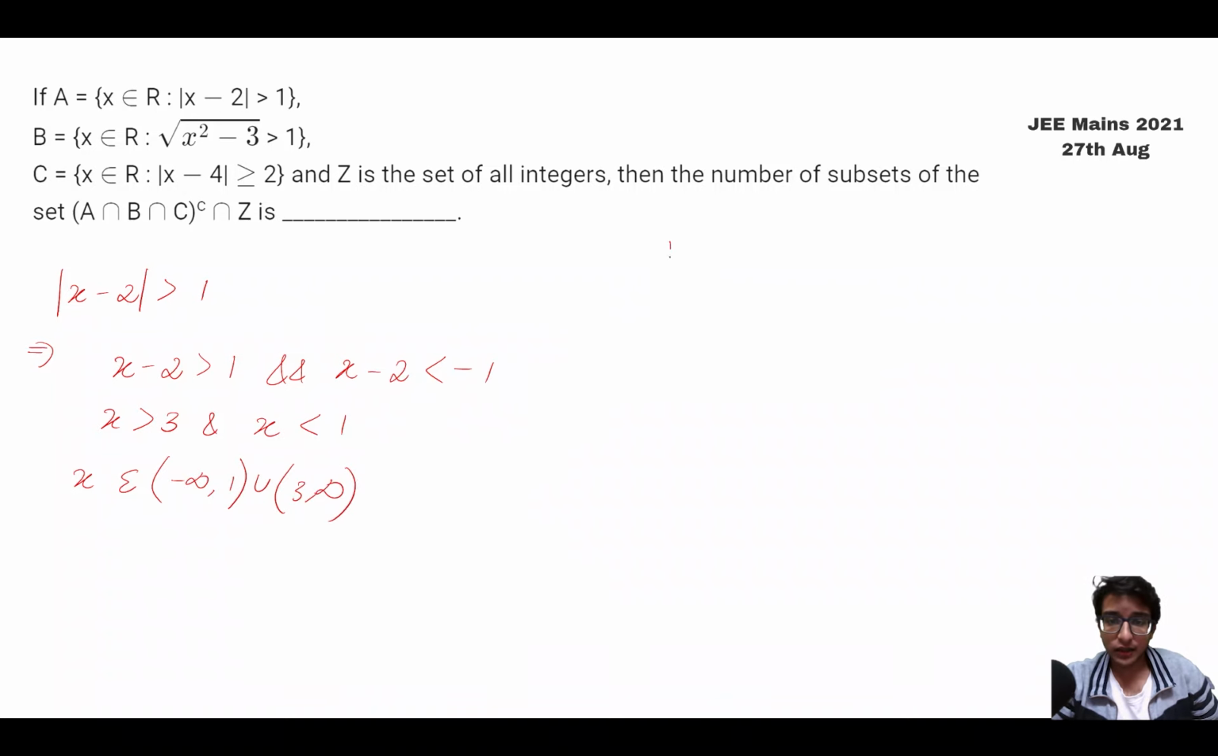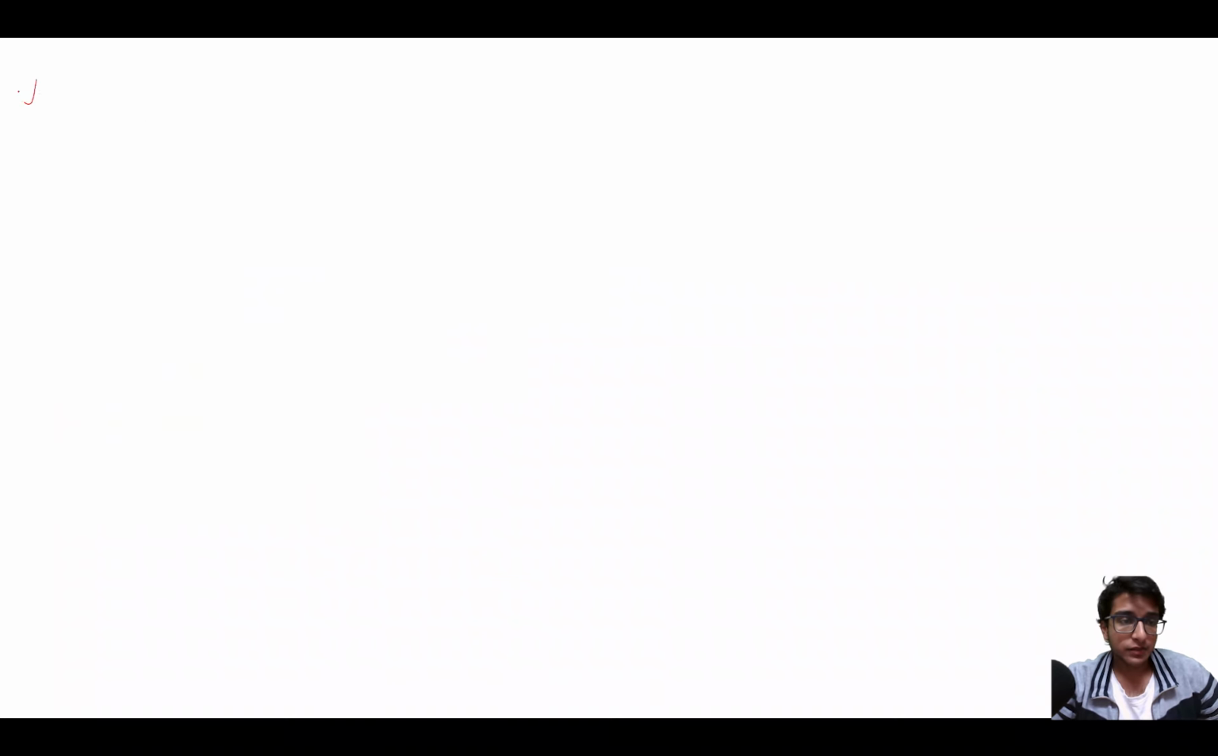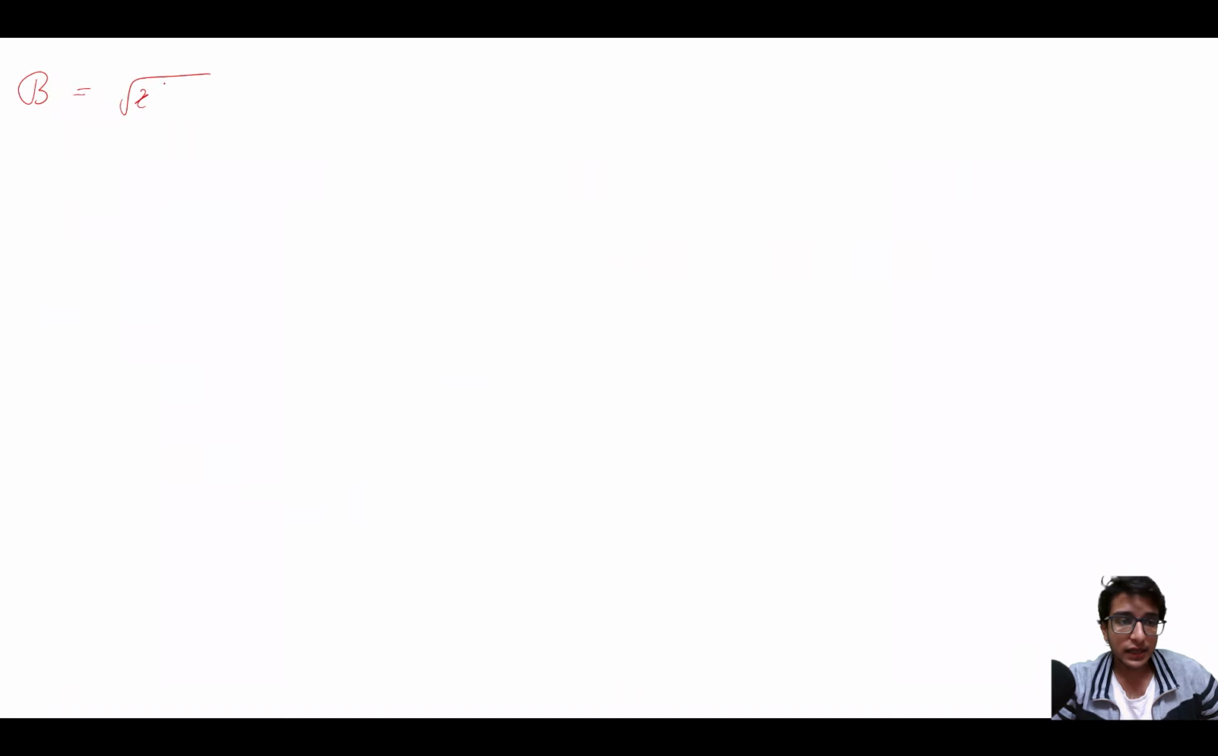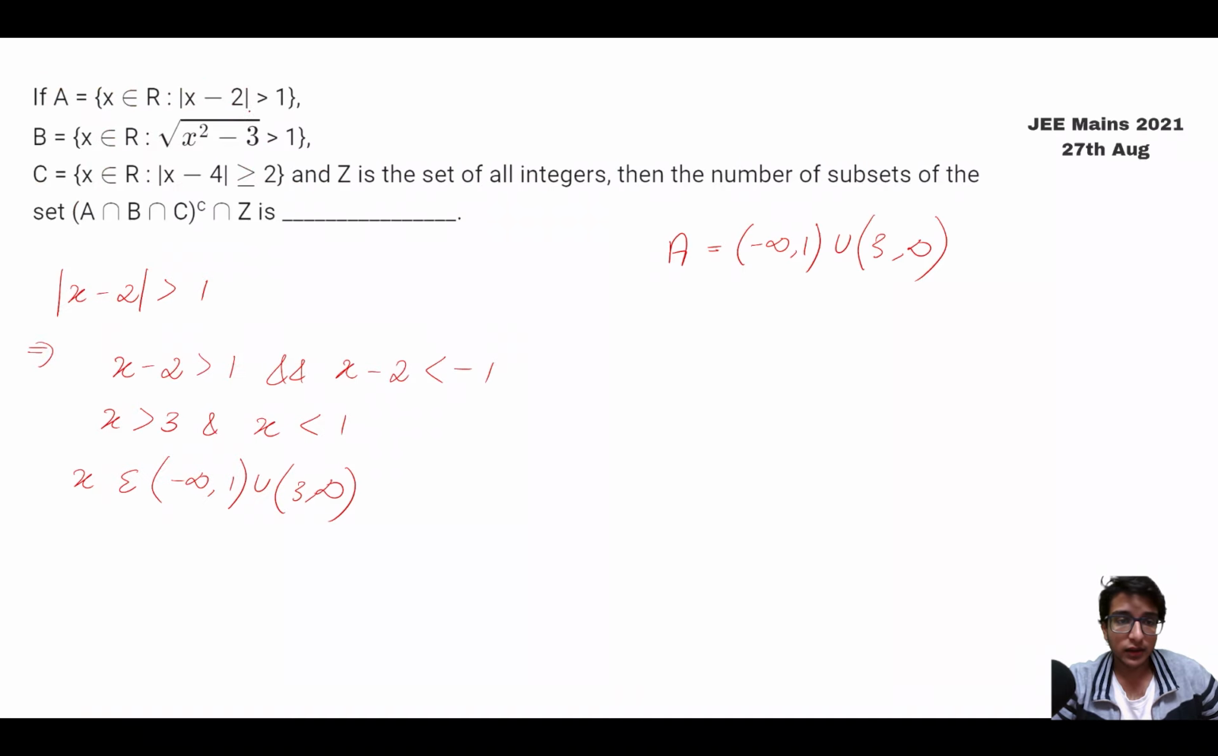So this is my A set basically. So what have I gotten for my A set? My A is basically minus infinity to 1 union 3 to infinity. Now let me similarly solve for B and C. What is my B set? My B set is root under x square minus 3 greater than 1.